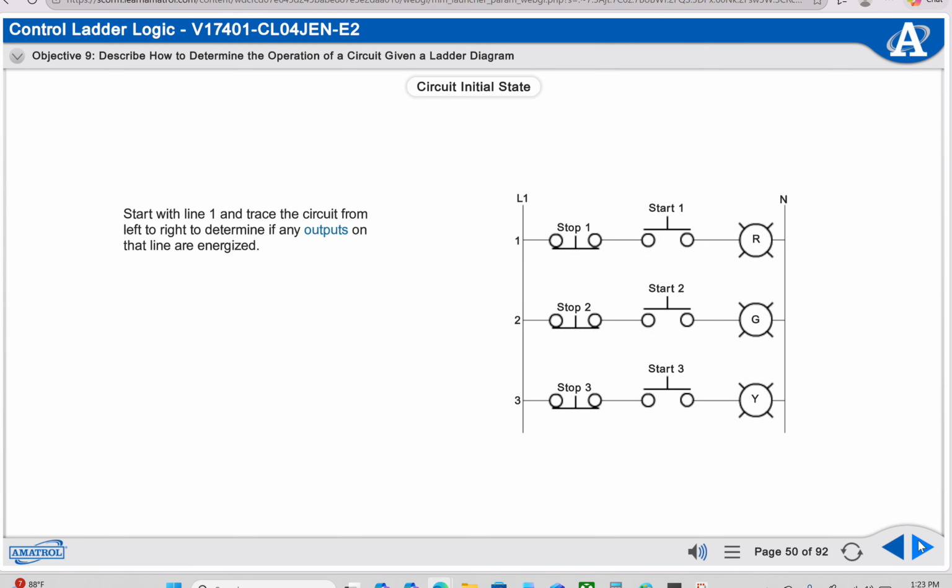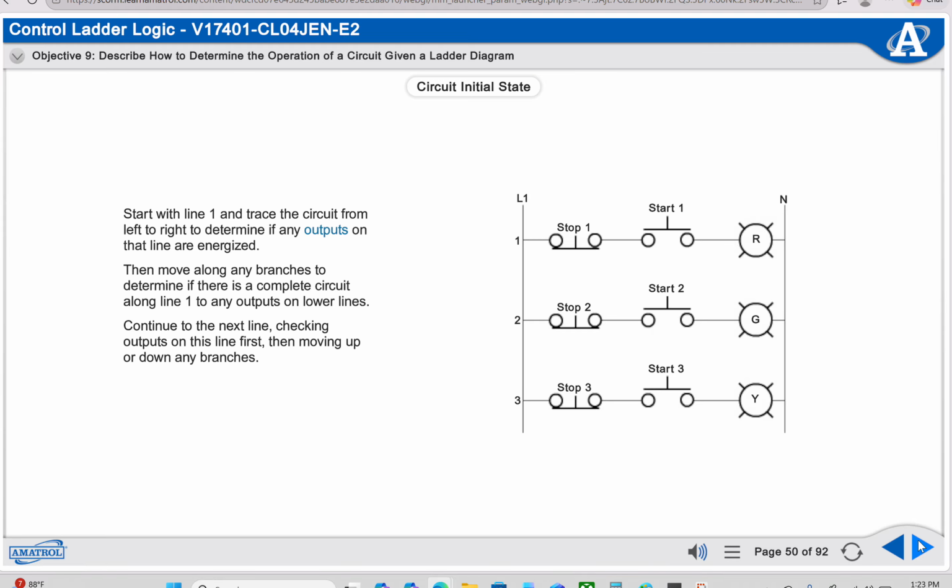Start with line 1 and trace the circuit from left to right to determine if any outputs on that line are energized. Then, move along any branches to determine if there is a complete circuit along line 1 to any outputs on lower lines. Continue to the next line, checking outputs on this line first, then moving up or down any branches.